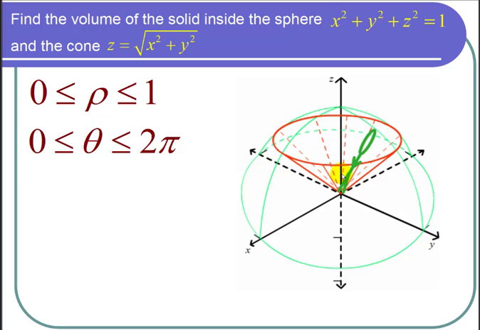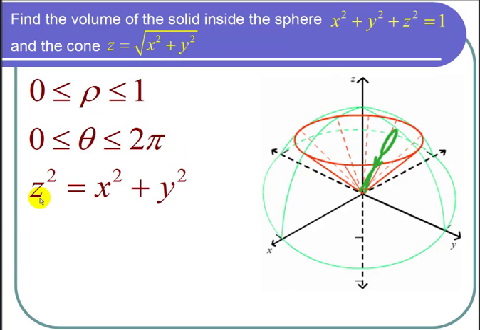For phi, that is the angle from 0 where the man is standing up and down to where the man leans all the way down to on the cone. So let's look at this cone. z equals the square root of x squared plus y squared. I can square both sides and get z squared equals x squared plus y squared. I want spherical coordinates. So the trick here is add z squared to both sides so that the right-hand side is easy to work with.